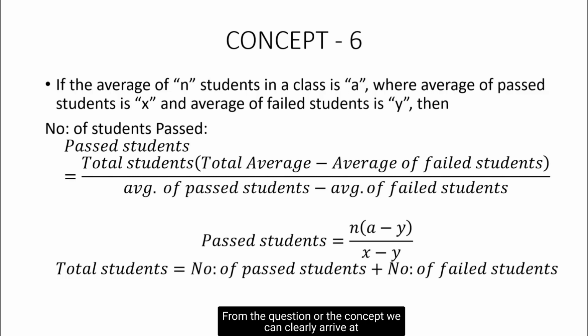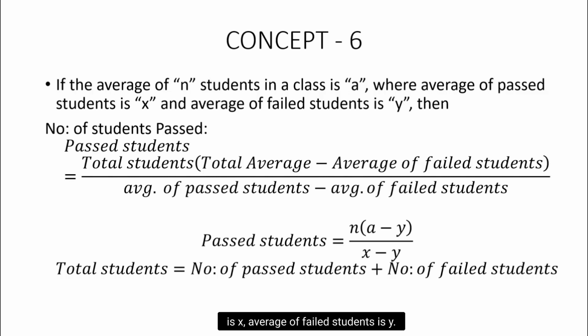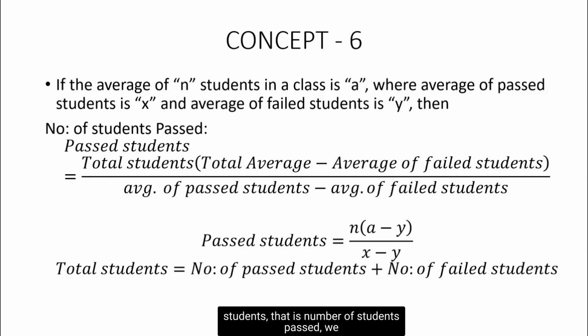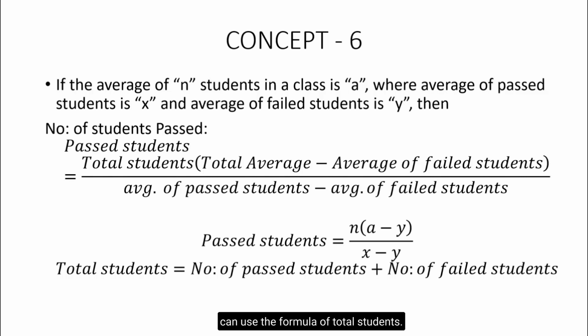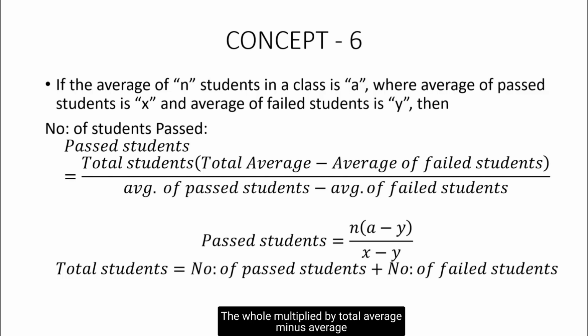From the question or the concept, we can clearly arrive at the total number of students is equal to n, and the overall average of the class is A, average of passed students is X, average of failed students is Y. If we are asked to find the passed students, that is number of students passed, we can use the formula of total students, the whole multiplied by total average minus average of failed students divided by average of passed students minus average of failed students.